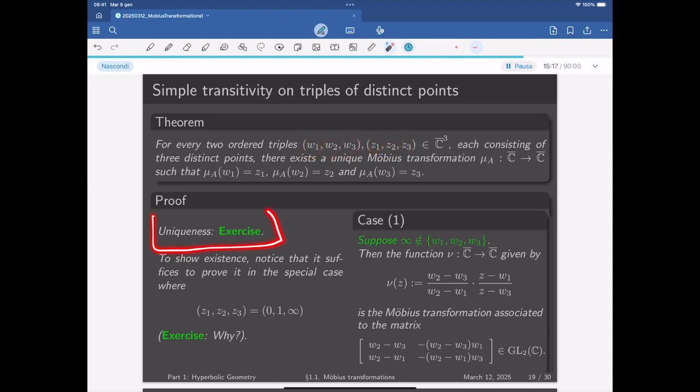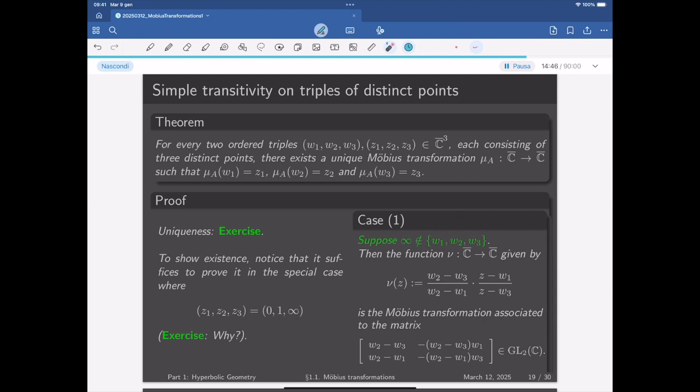Uniqueness, I already saw how it follows from the previous theorem about having at most two fixed points. The only Möbius transformation that has three fixed points is the identity. If two Möbius transformations have the desired behavior, then the composition of the inverse of one with the other has to be the identity. So they have to be the same.